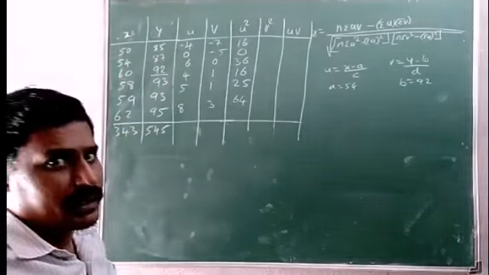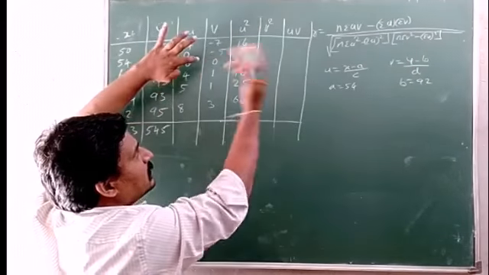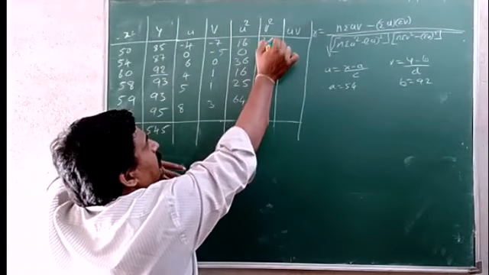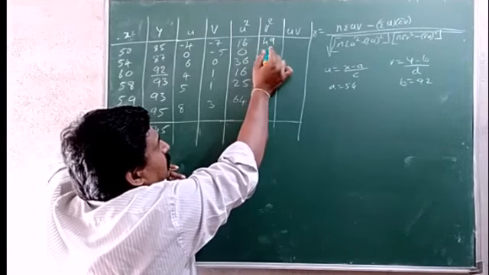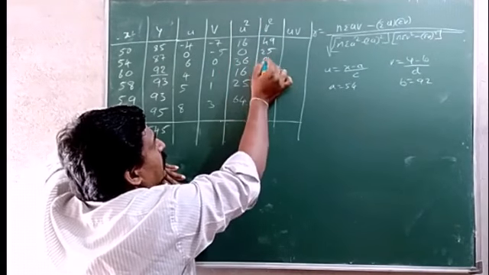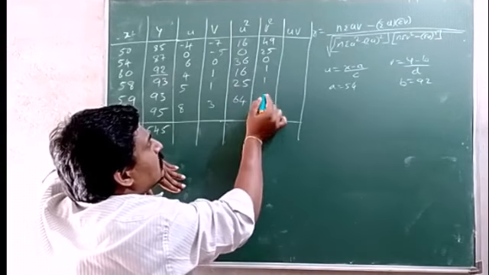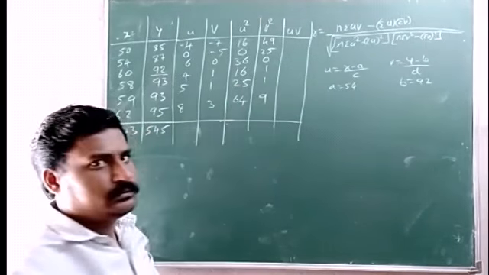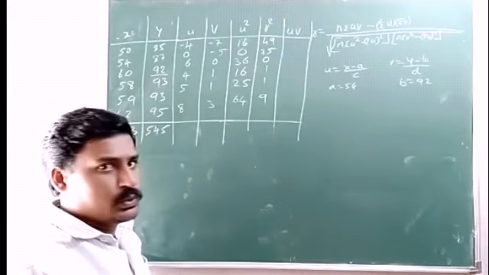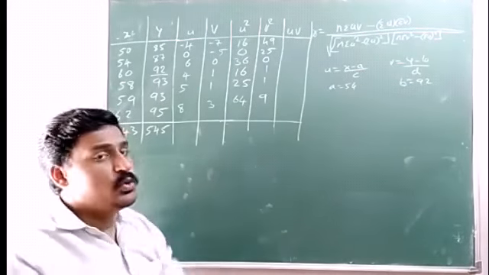Then v square, minus 7 square plus 49. Minus 5 square plus 25. 0 square 0. 1 square 1. 1 square 1. 3 square 9. All positive figures.